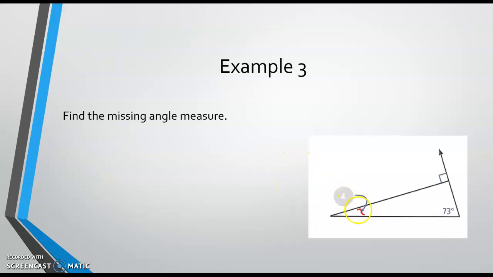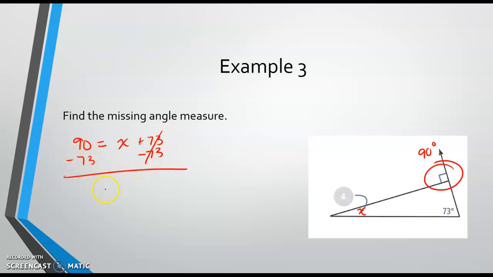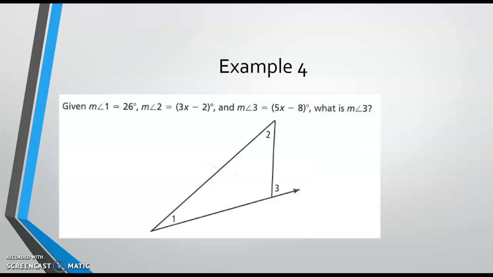On this one, my angle's on the inside, right? The outside has a square, that means that is 90 degrees. So in this case, my exterior equals my interior plus interior. So minus 73 on both sides. And so 90 minus 73 is 17 degrees. So x is 17 degrees. So if I want to know the outside angle, I'm going to add the two inside. If I want to know an inside angle, I'm going to take the outside minus the inside. That's how it works. It's simple.